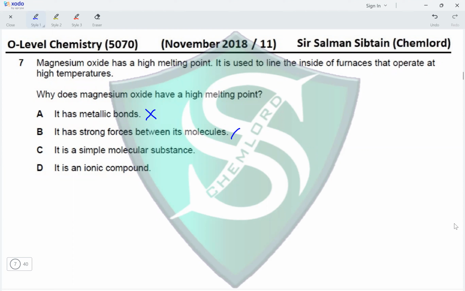It has ions present because it is an ionic compound. It is a simple molecular substance. Again, it is an ionic compound. That's what we have been saying continuously. So option D is the correct option for this question.